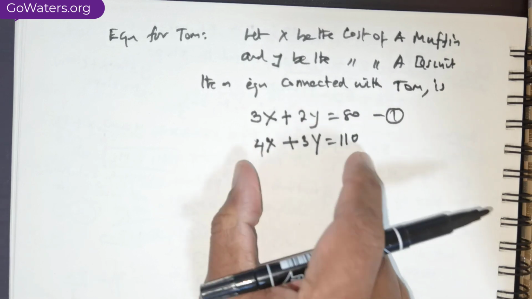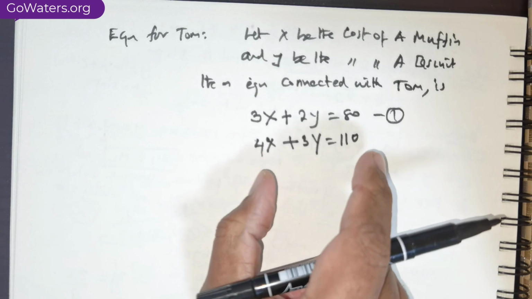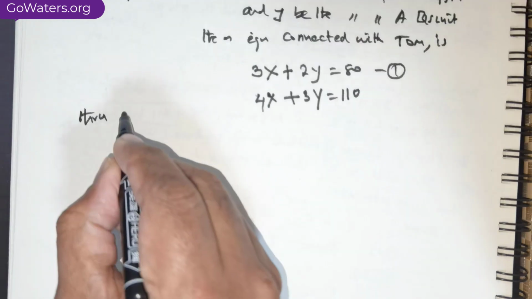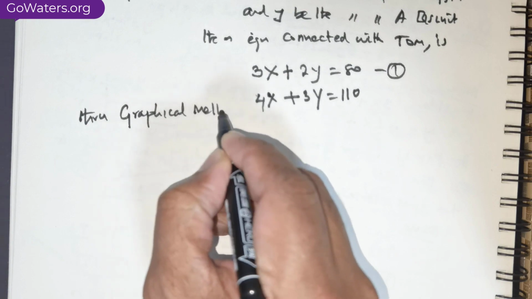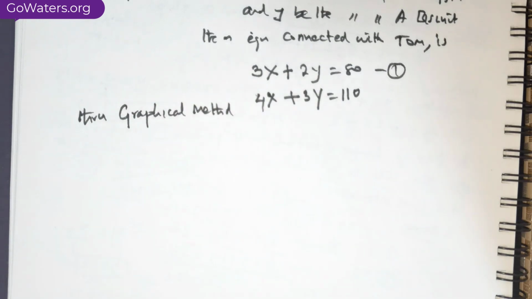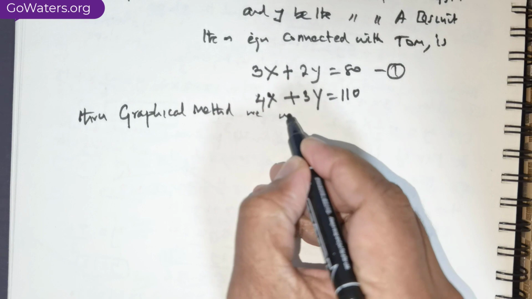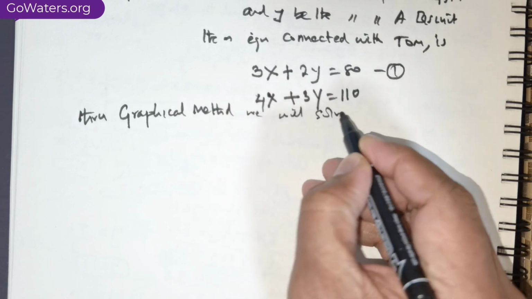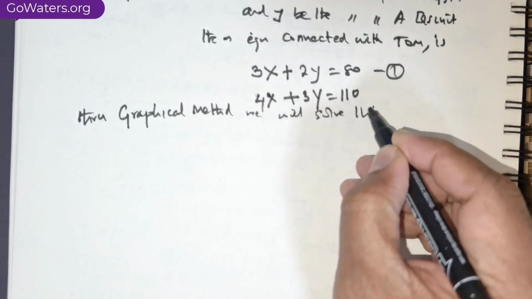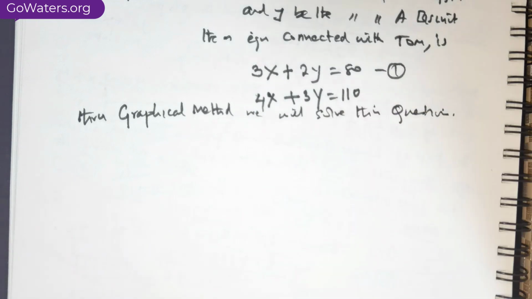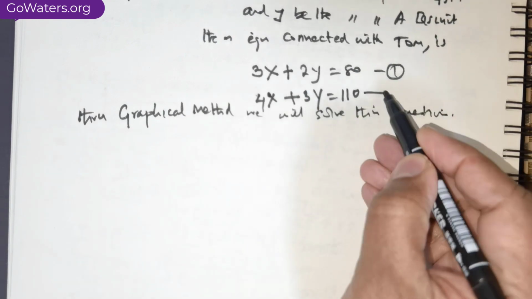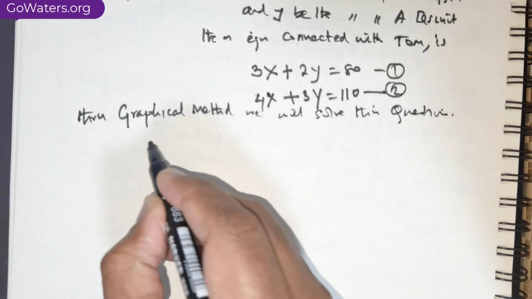Now graphically we will have to get the solution through the graphical method. We will solve this question. The much needed point you will have to pose here is, how are we going to do that? Simple. So I've taken this as 1, I'm taking this as 2.